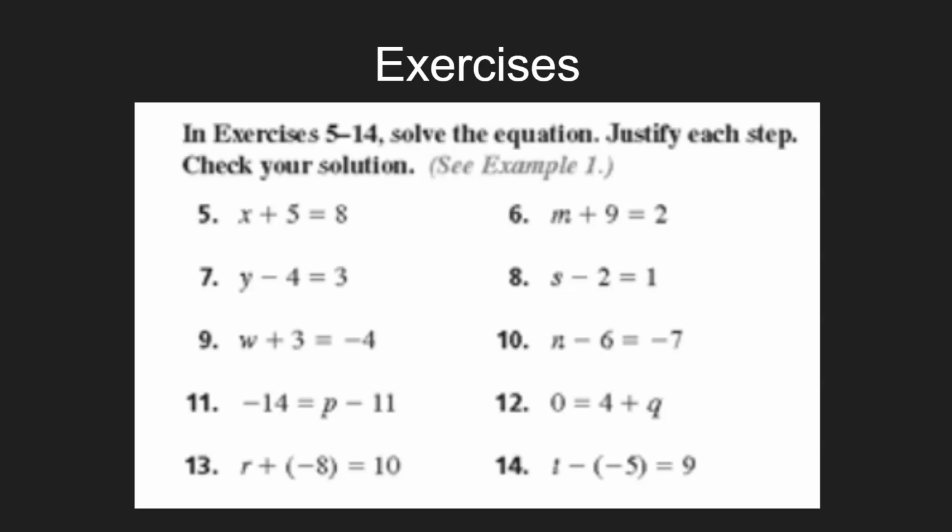In number 14, t minus negative 5 equals 9. So the minuses counter each other. So it's actually t plus 5 equals 9. You subtract 5 from both sides and you get t equals 4.